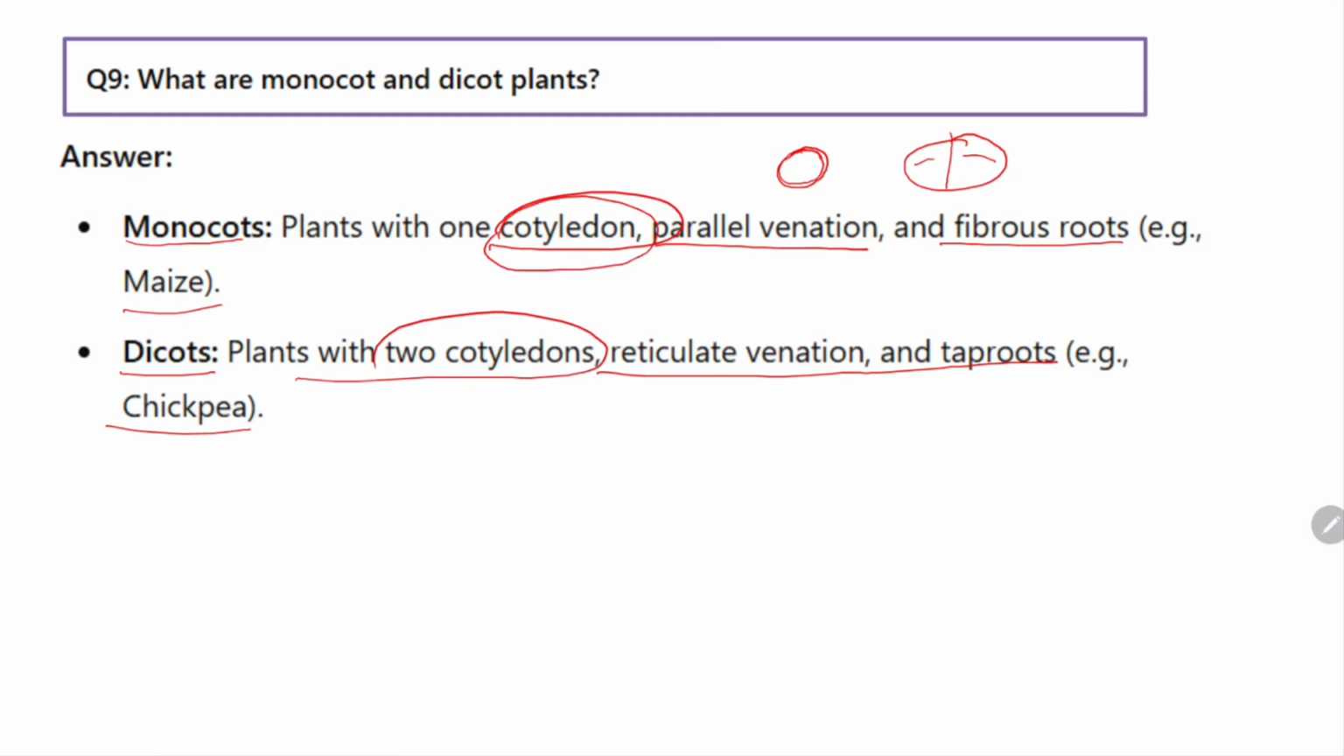Example, chickpea. One more thing which I have already told you and I'm repeating again: if it is a dicot seed or dicot plant, then it will generally have reticulate venation, and the root system will be taproot. And if it is a monocot plant, it will have parallel venation and the root system will be fibrous root. Please remember this.